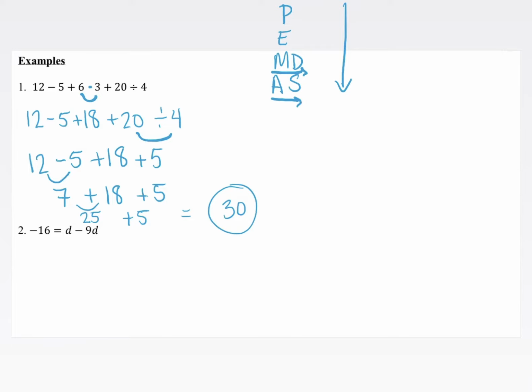For number 2, we have negative 16 equals d minus 9d. Now, if we look on the right-hand side, what we first need to do is actually something called combining like terms. And that's because we have the same variable raised to the same power. We'll get more into exponents later in the Algebra 1 curriculum.